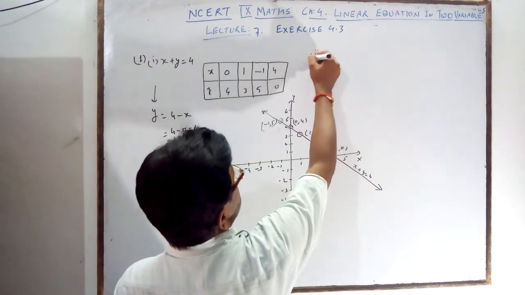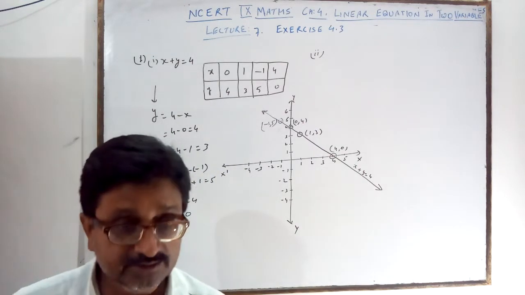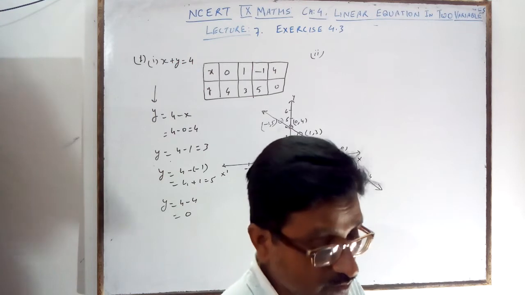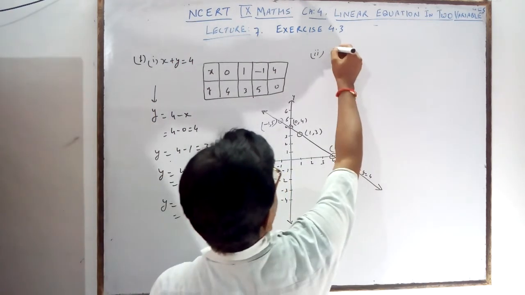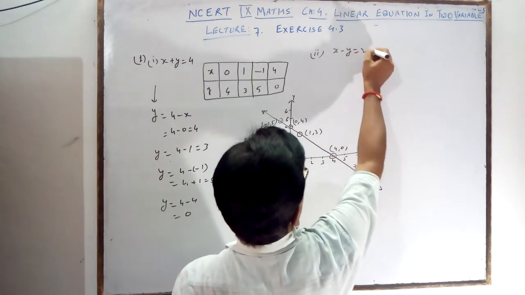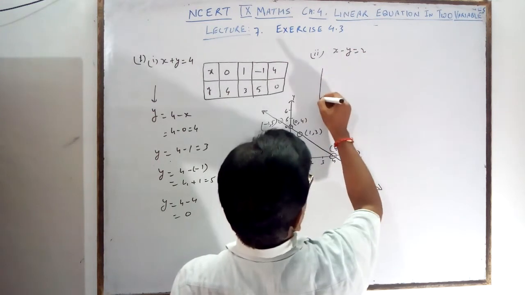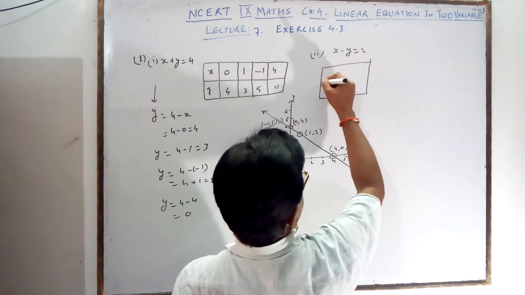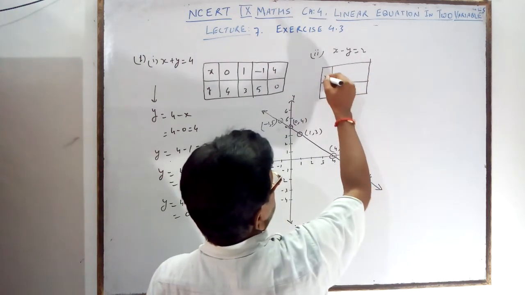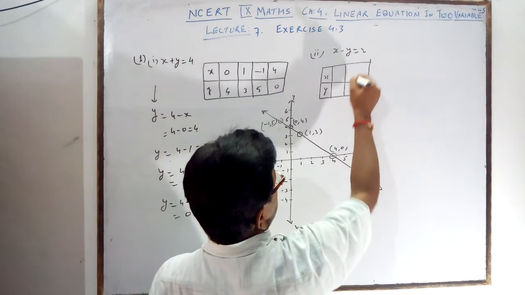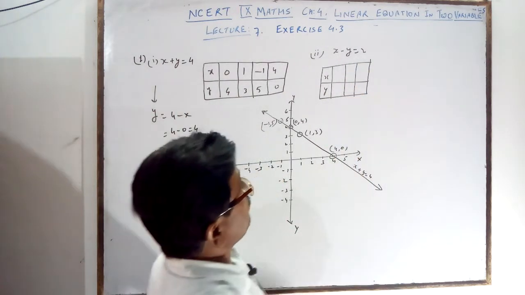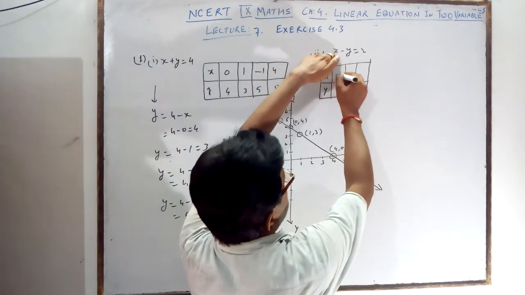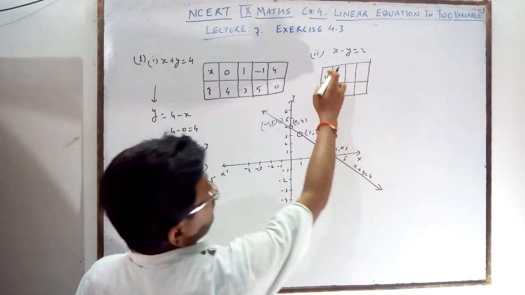The second part of this question is given: x - y = 2. You will plot it. First of all, you make a table in which 2 values are needed: x, y, 1, 2, 3. When we put x = 0, you can also draw directly.